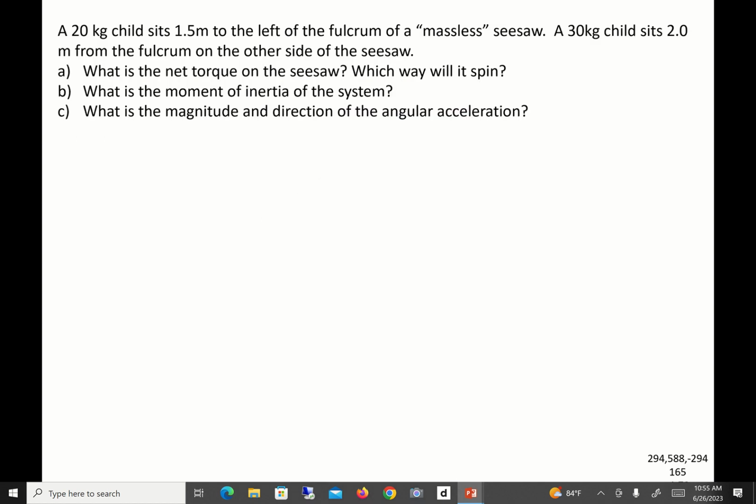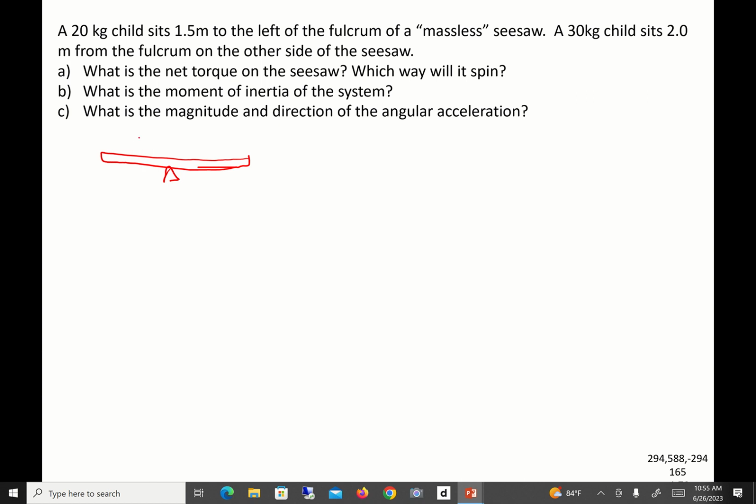Okay, so let's do some questions with this. I have a 20 kilogram child sitting 1.5 meters to the left of the fulcrum of a massless seesaw. And we say no mass because then we don't have to worry about the moment of inertia of the seesaw. Then we put a 30 kilogram child 2 meters from the fulcrum on the other side of the seesaw. Whenever we do problems like this, and in the next module where we do equilibrium problems, it's important to draw a picture.